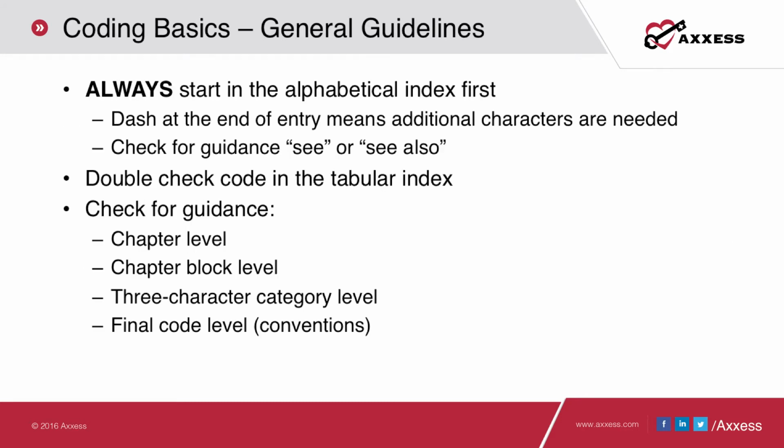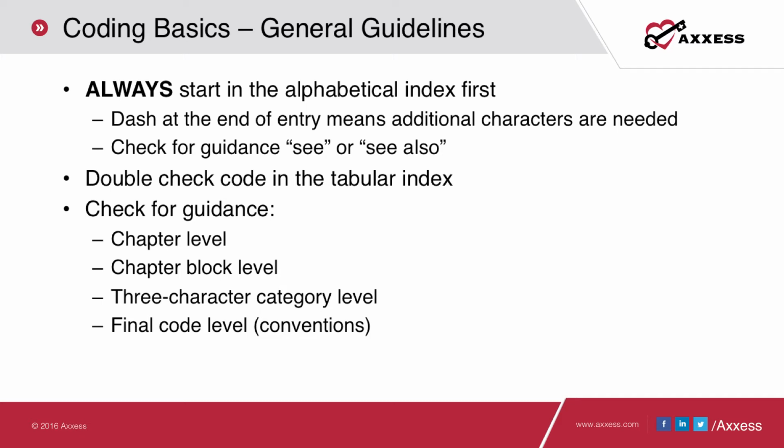Some general guidelines you need to remember is that regardless of how long you've been coding, when you start to look up a code, you should always reference a code book. The reason being that when you look up a code online, primarily you're just choosing from a list of code titles, and you don't have the context of any kind of coding guidance, any kind of inclusionary or exclusionary terms, and so on. So you'll want to get your code book and always start in the alphabetical index first.